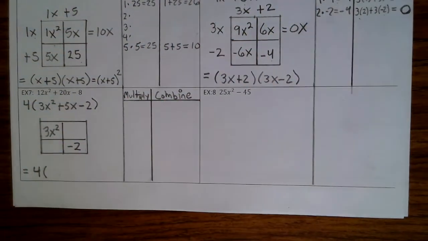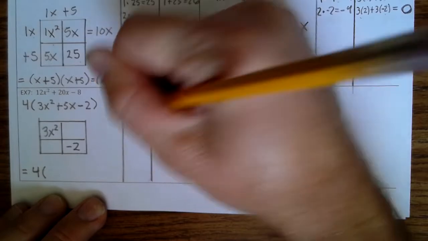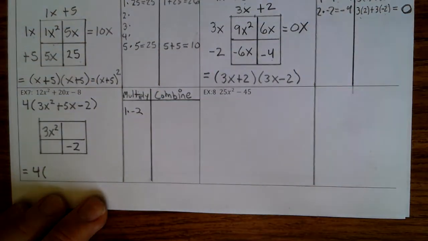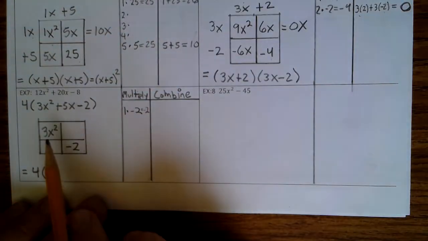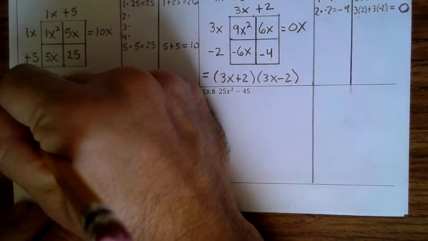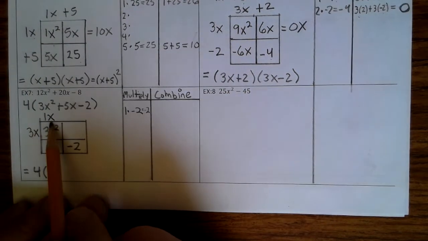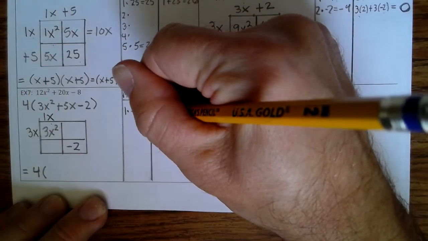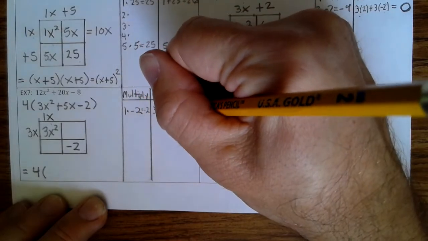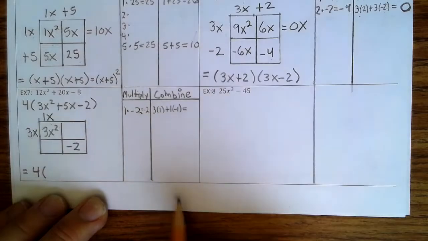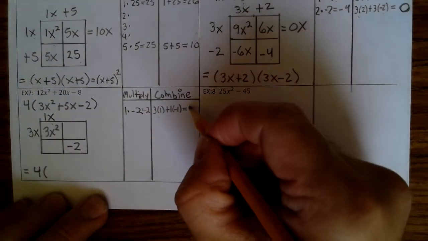Okay, now we need to find all the combinations to make negative 2. So 1 times negative 2 works. That equals negative 2. So now we know that this is 3x and this is 1x. So we need to multiply the first number by 3, the second number by 1. So that's 3 times 1 plus 1 times negative 1. Well, that's 3 minus 1, which is 2. That doesn't work.